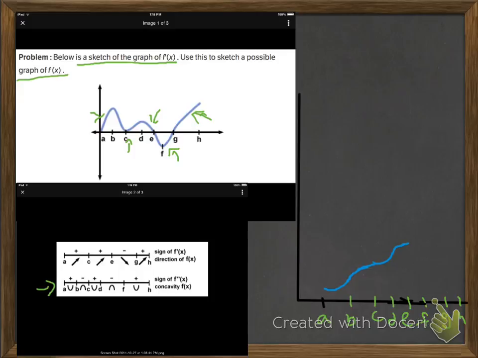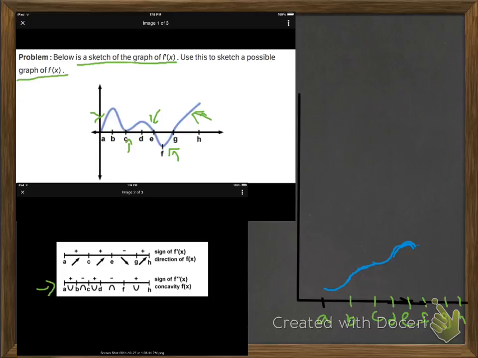And then at E, I turn, so I concave, concave, concave. At E, I make that turn to a negative slope. Now my slope stays negative, but at F, I turn to concave up. So now my concavity got messed up here. Let me do this again.